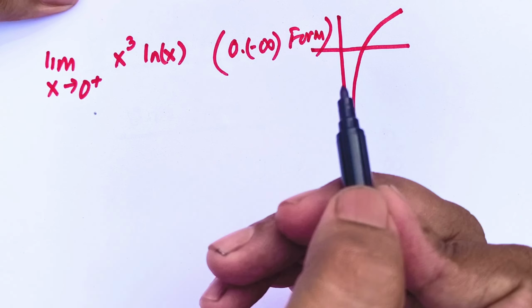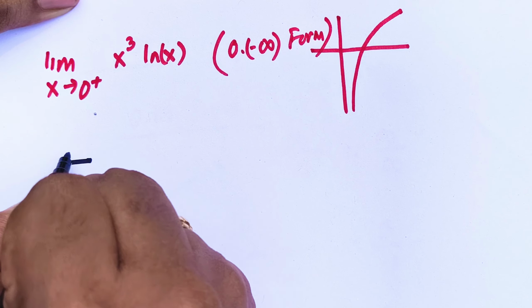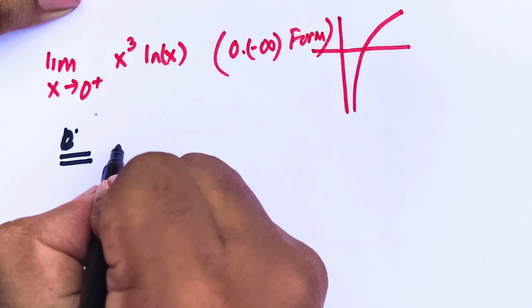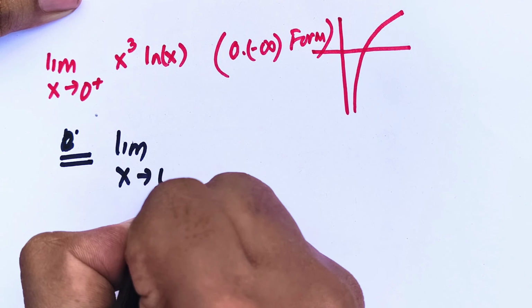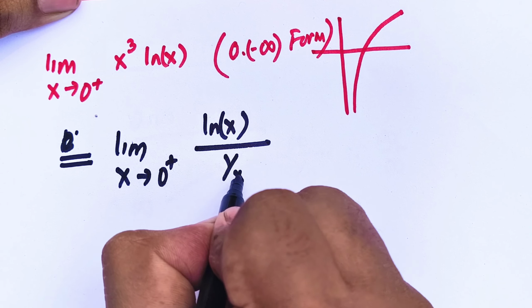So what we will do, we will take 1 to bottom by taking its reciprocal. We'll take this to the bottom. So we are not applying L'Hopital here, we are just rearranging the things. So we have ln x on top, and this becomes 1 over x cube.